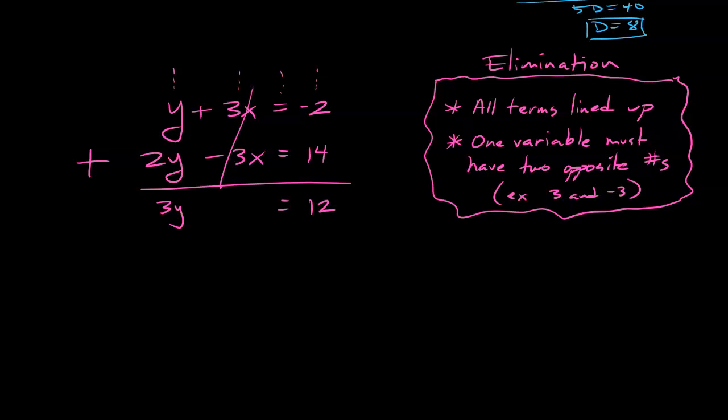And I wrote a line through this because they cancel. Technically, they add up to be 0. So nobody usually writes plus 0. So that's the reason I didn't write it. But canceling means that they turned into 0. And then we have 3y equals 12, and then we can find y really quickly. Divide by 3.